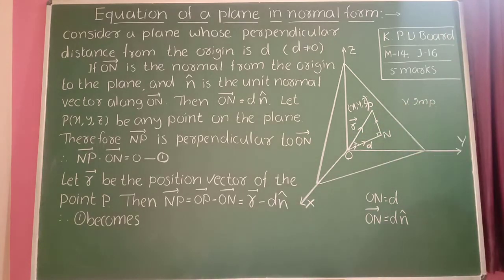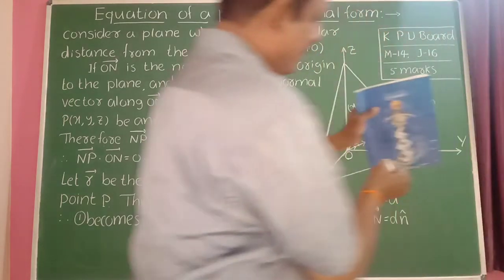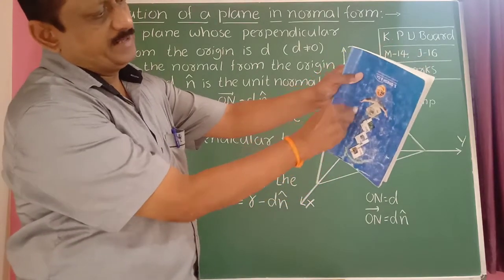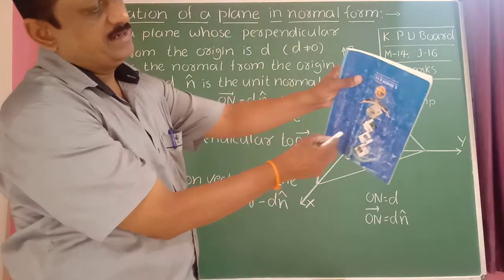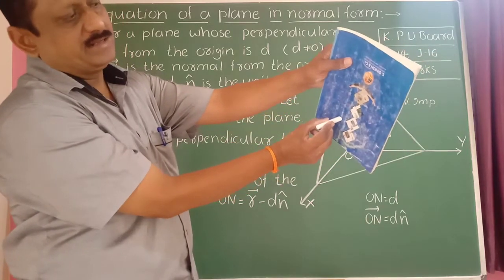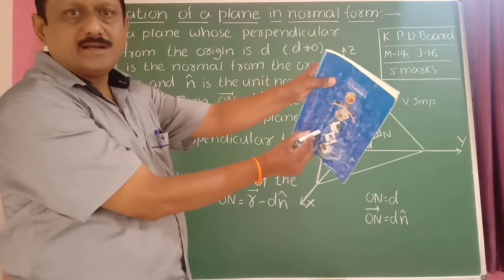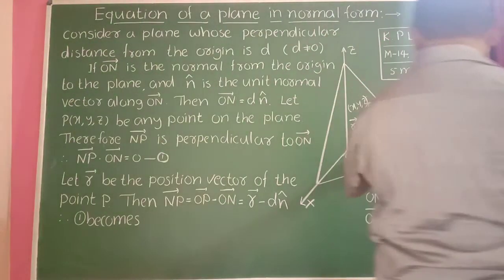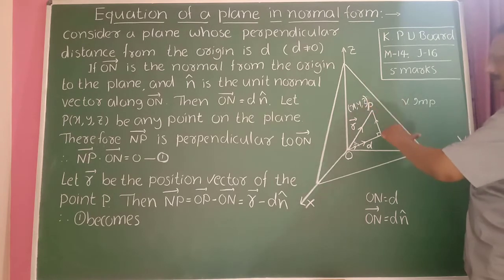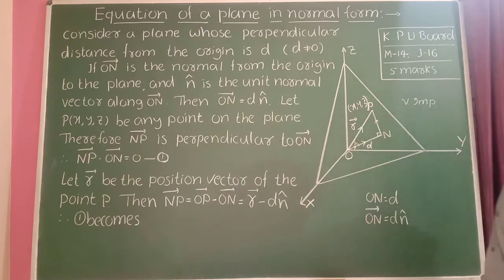Just observe here. Suppose here is the normal, and here is one point P. If you join here, this is NP and this is ON. Both are perpendicular to each other. ON is perpendicular to this plane, P is any point on the plane, and if you join NP, then NP and ON are both perpendicular.